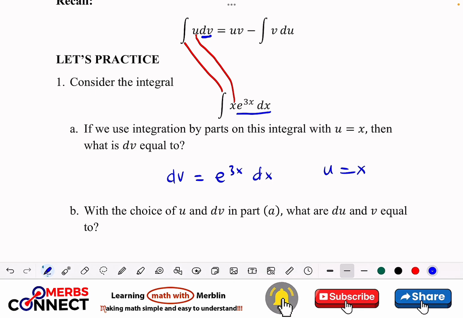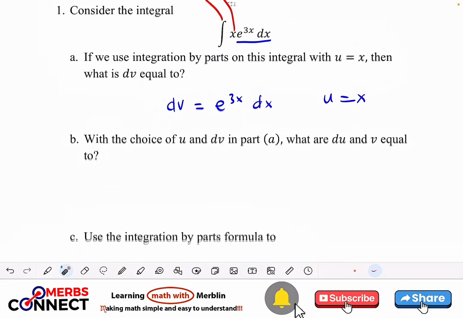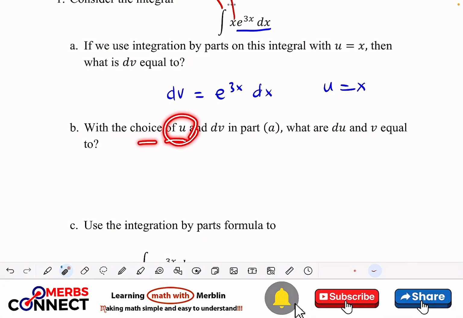Now let me give you the trick here. Anytime you are dealing with integration by parts and you have an exponential function and a polynomial function, what you just need to know is that your dV is always going to be the exponential function dx. Always, whenever there is an exponential function and you have a polynomial function multiplying the exponential function, the polynomial becomes your U. Always. That's what you just need to know.